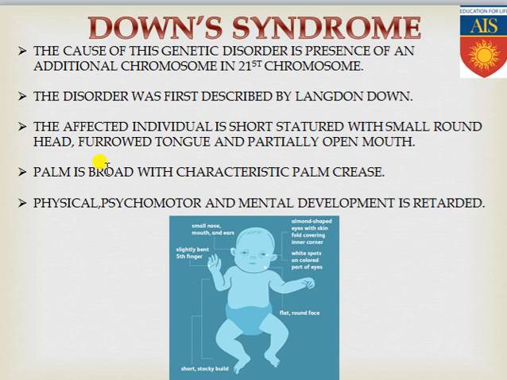The affected individual is short statured with a small and round head. The tongue is furrowed, and the mouth is partially open. Keep it in your mind, their palm is broad with a characteristic palm crease. Palm crease means many wrinkles are present on the surface of the palm. Physical, psychomotor and mental development is retarded. Automatically they will be suffering from Down syndrome. And the reason for Down syndrome is trisomy 21, that means addition of an extra chromosome in the 21st chromosome.